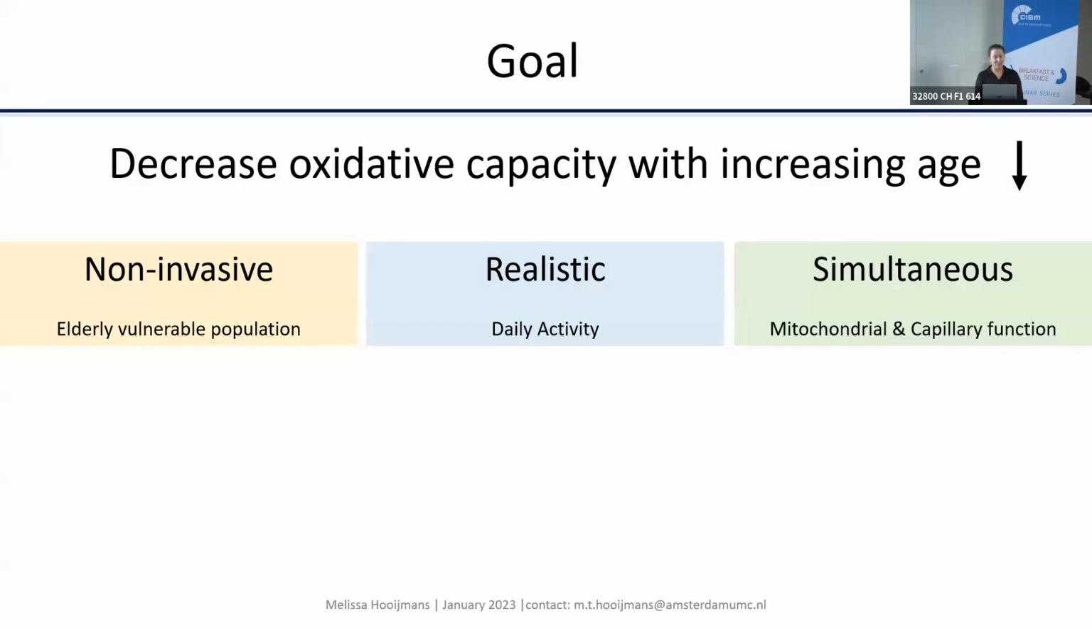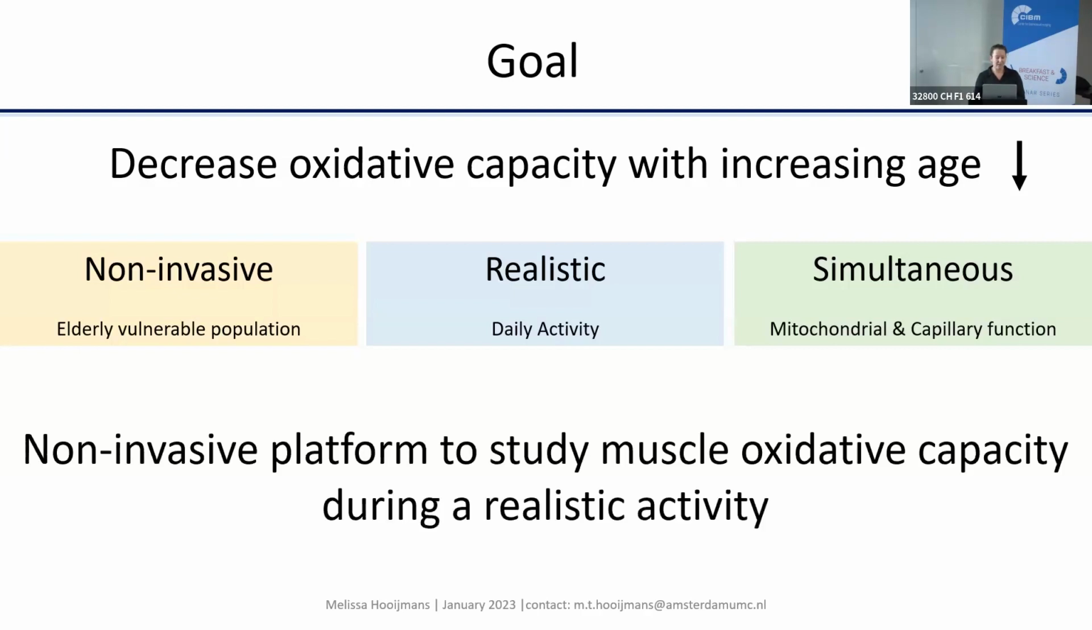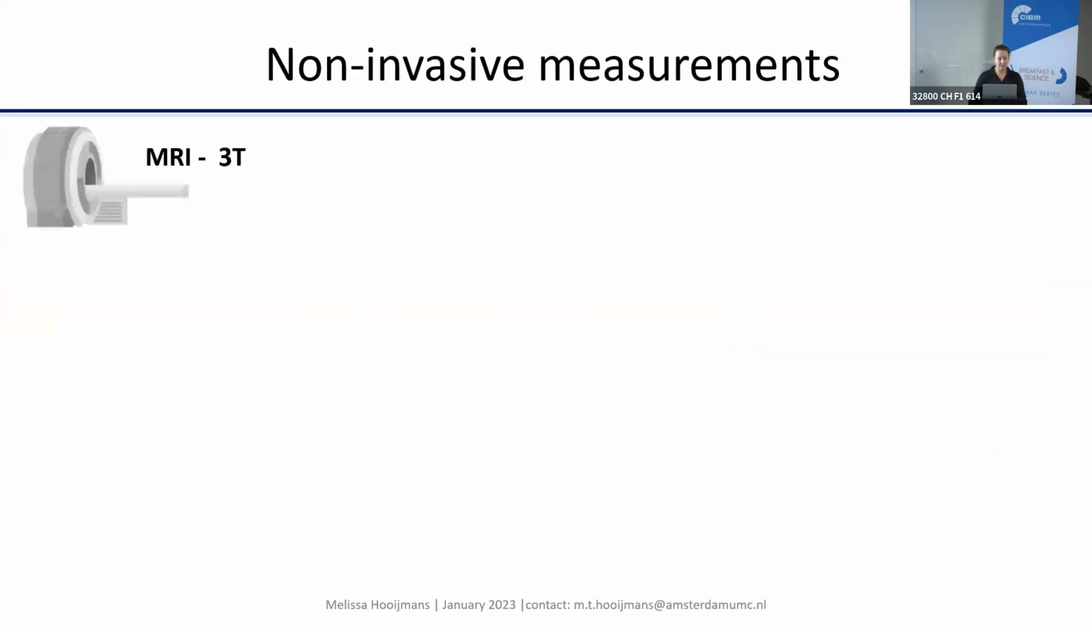And the third thing we were aiming for in the development of this platform was to be able to simultaneously measure both capillary function and mitochondrial function to be able to distinguish the contributions to the reduction in oxidative capacity with increasing age in skeletal muscle. So yeah, we have been working on the development of such a platform, and I'm gonna give you some more details about it in the next slides.